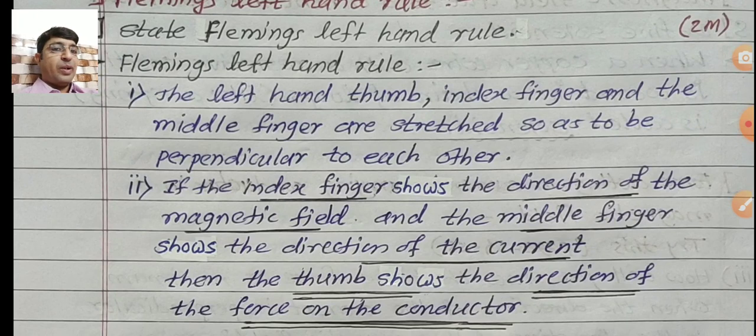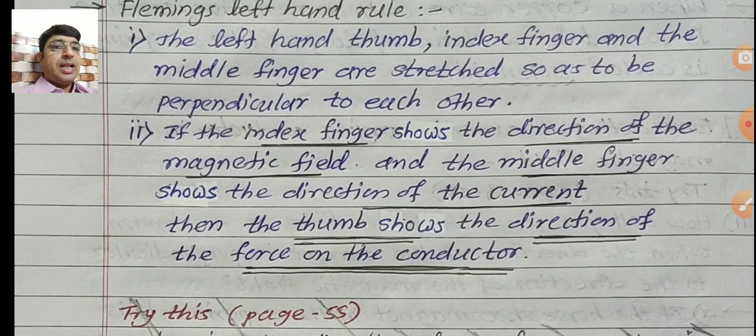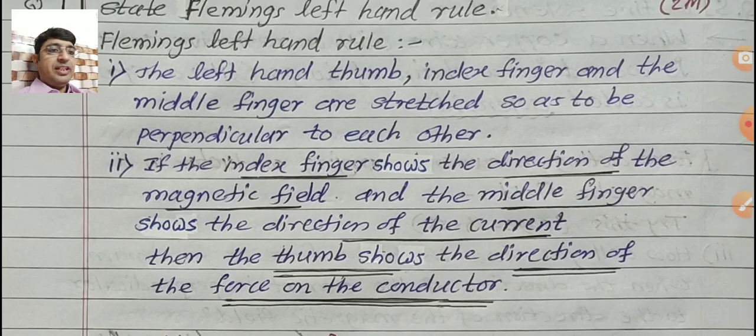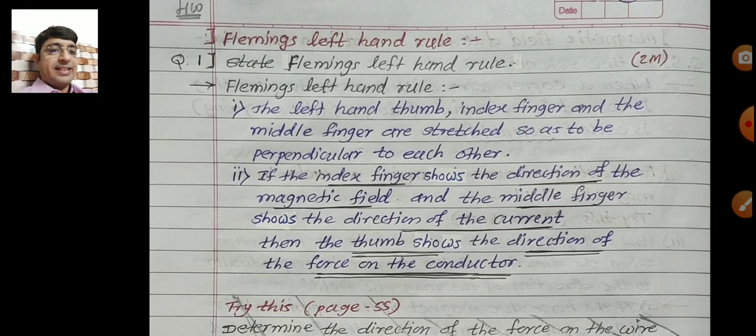Mention 2 separate sub-points. First sub-point: the left hand thumb, index finger and middle finger are stretched so as to be perpendicular to each other. Second point, in sequence you write the answer about the fingers: if the index finger shows the direction of the magnetic field and the middle finger shows the direction of current, then the thumb shows the direction of force on the conductor. So you get the 2 marks for this answer.